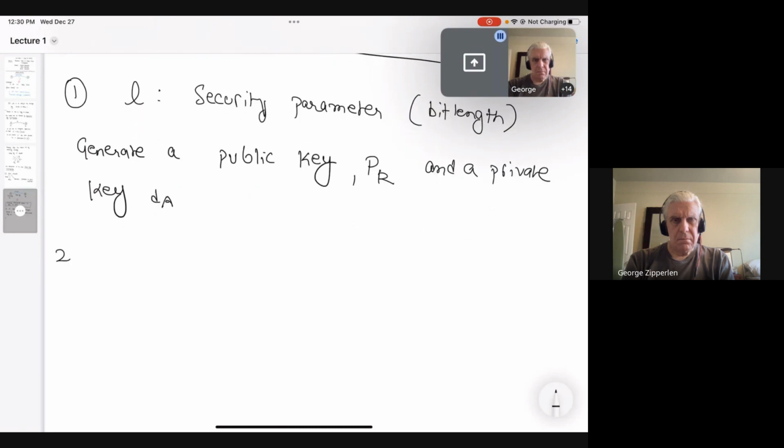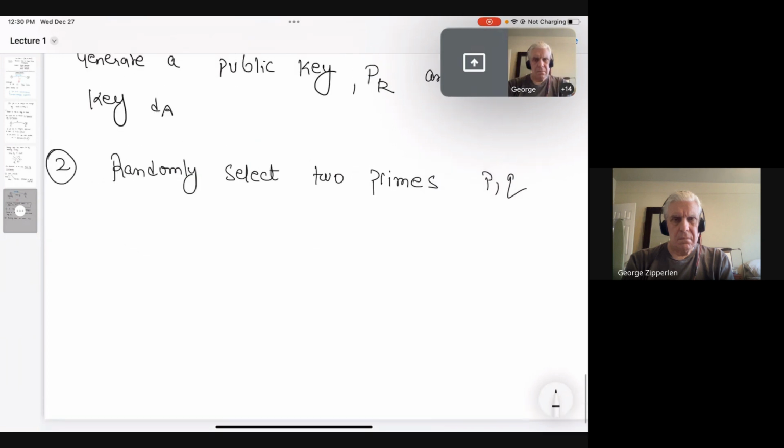The idea is that I randomly select two prime numbers P and Q, okay? And these two have the same bit length or same security parameter, and their bit length is L over 2. After I randomly select these two primes, what I do is I compute their product.